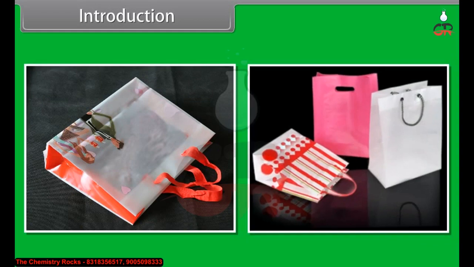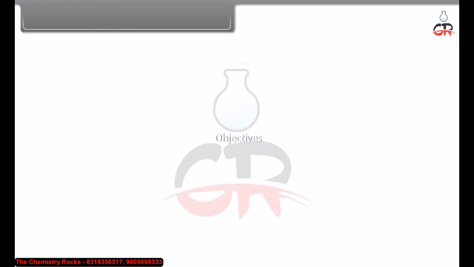Printed bags are available in attractive colors, designs, and different shapes, and are very eye-catchy. Polythene is just an example of polymers. There are a number of polymers that we are using in our everyday life. So students, today we will study about polymers.